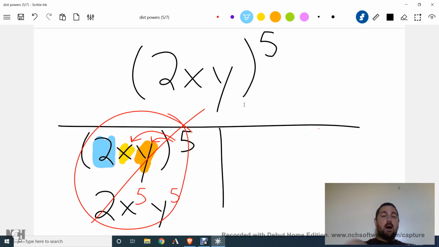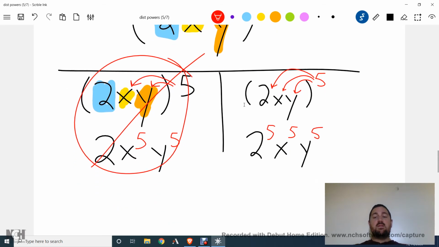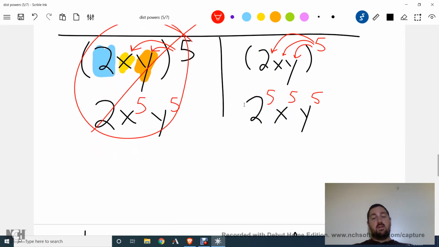Because look, how many factors are there in this term? There are 3: 2, x, and y. So all 3 of them need to be distributed to, right? So the 5 goes to the 2, the x, and the y. All of them get raised to the 5th power, and we end up with 2 to the 5th, x to the 5th, y to the 5th.